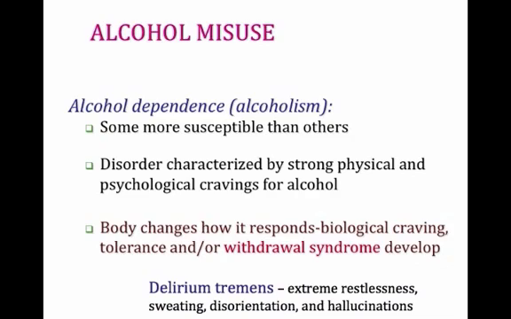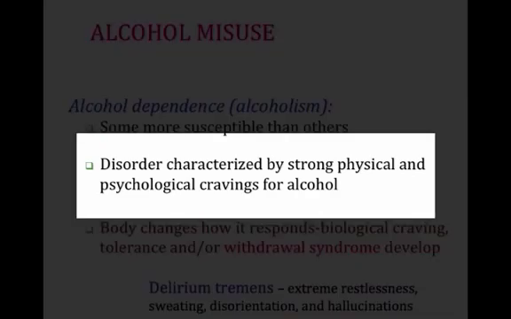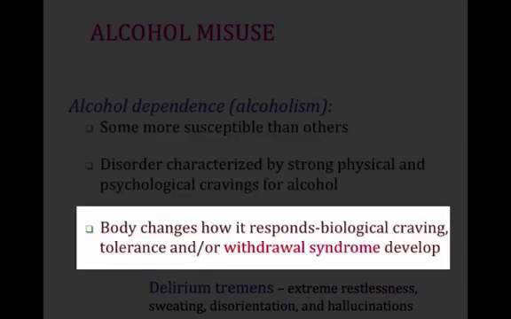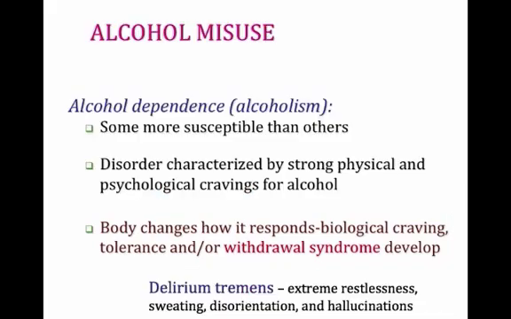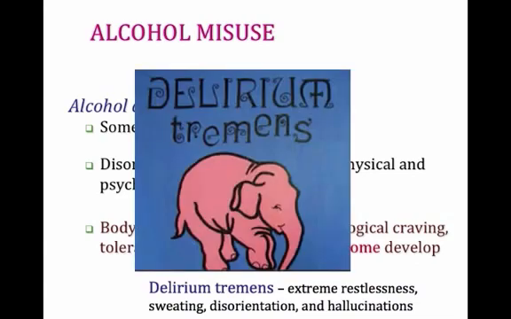The disorder is characterized by strong physical and psychological cravings for alcohol, and the body changes how it responds. There's a biological craving or tolerance for alcohol, resulting in withdrawal symptoms when the person stops drinking. These withdrawal symptoms are sometimes referred to as the DTs, or delirium tremens. These symptoms include extreme restlessness, sweating, disorientation, and hallucination.